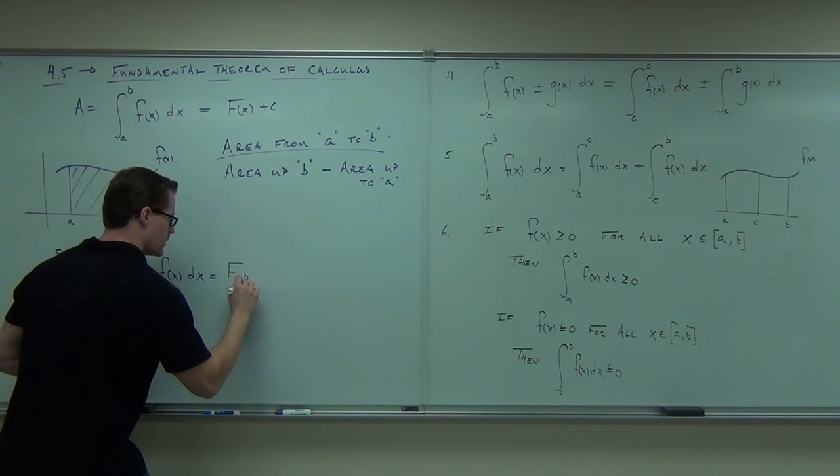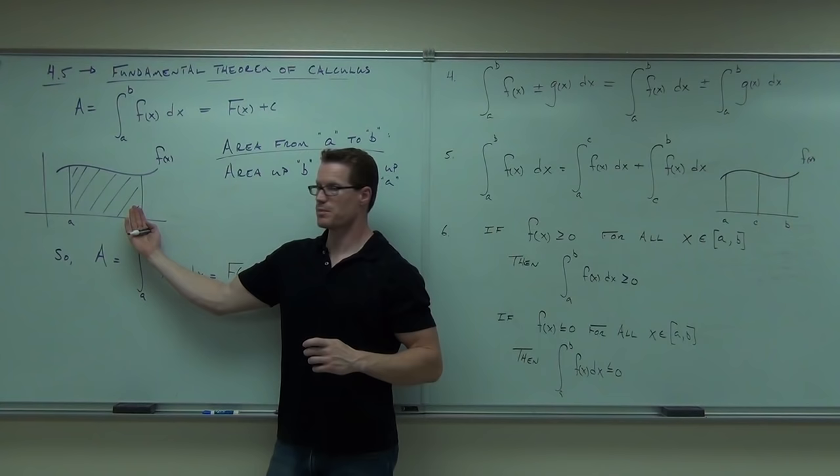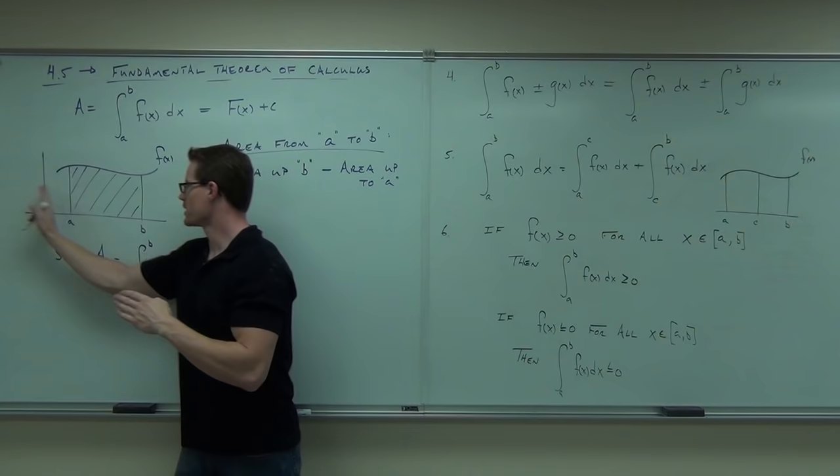The area up to B. That would include wherever your starting point for area is; that would include everything up to the point B. Everything above the x-axis to the point B. You got me? And then we'd subtract off this point A.